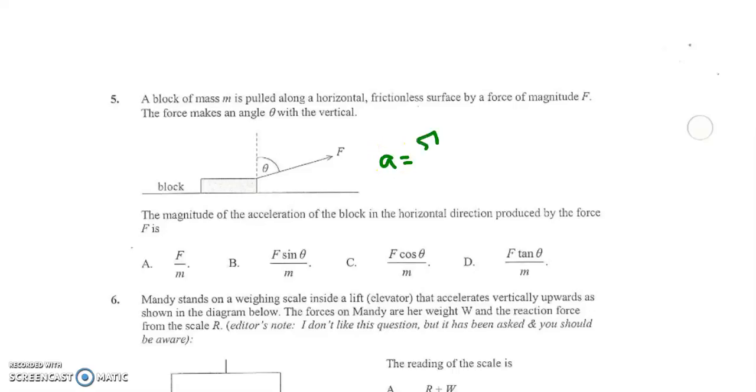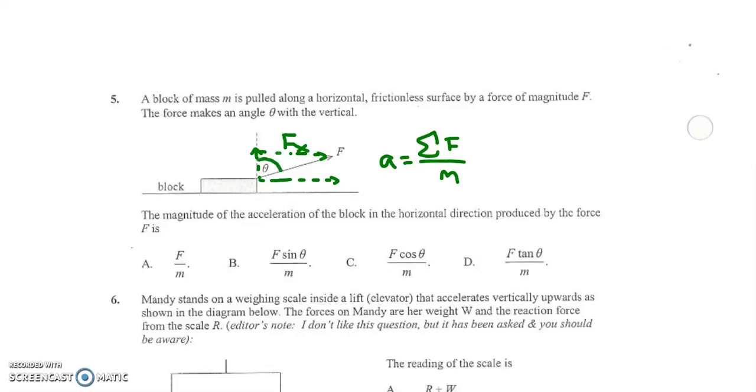So I know a equals F net over m. So you might want to think right off the bat that it is just F over m, but don't forget that this force is acting at an angle. And actually, I'm going to draw my triangle up here. So what I want to figure out is that x component. Now you've got to be careful that the angle is with respect to the vertical.